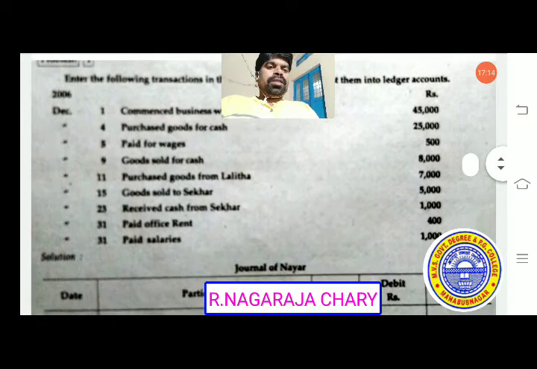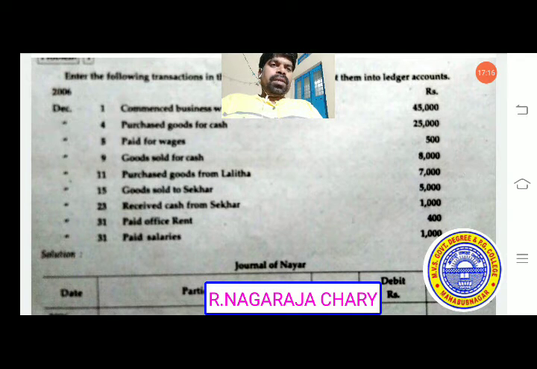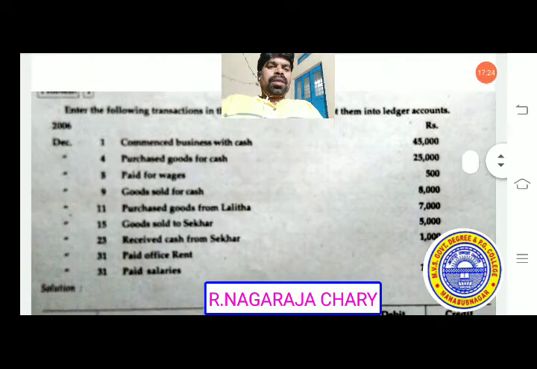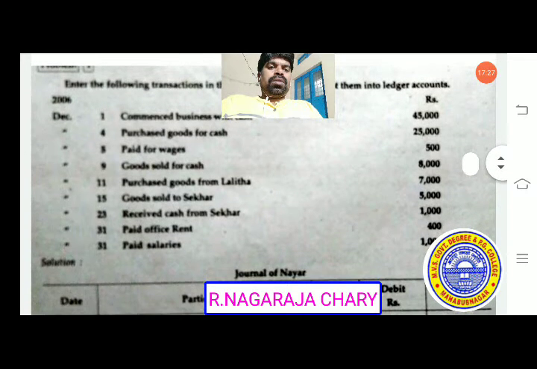These monetary transactions are to be recorded as journal entries. After that, they are to be posted into the concerned ledger accounts. So let us see one by one. Commenced business with cash, that is 45,000 rupees.